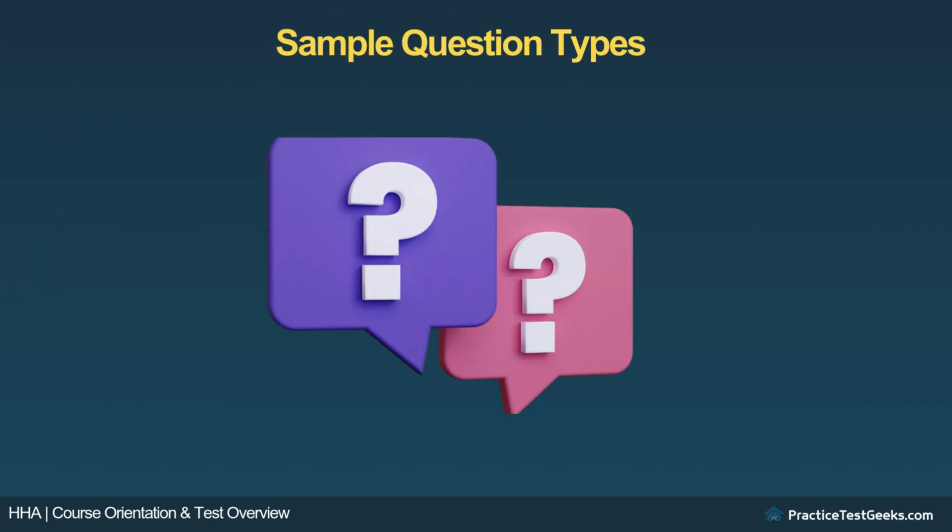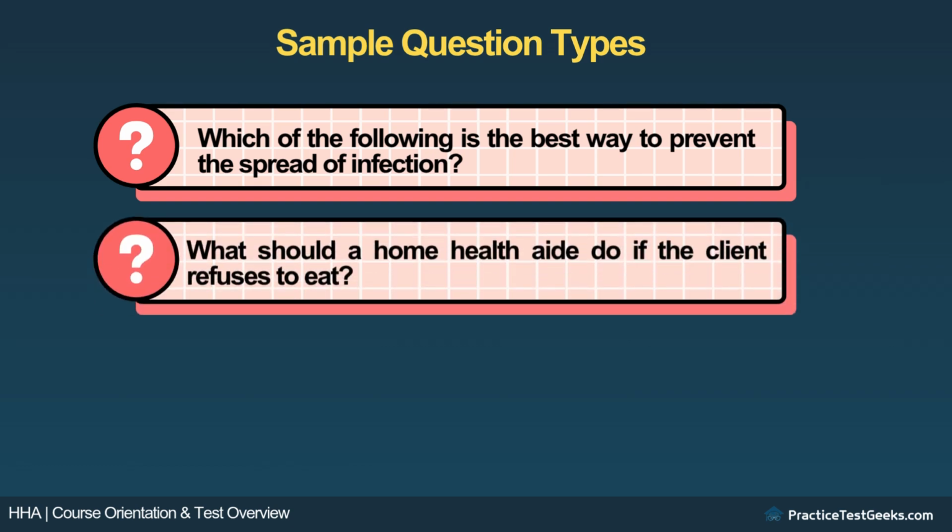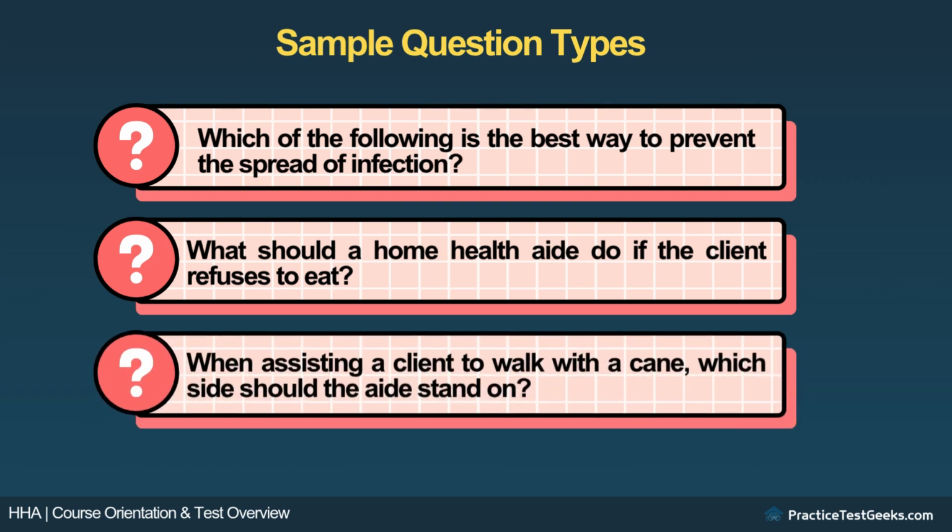Here are a few examples of the types of questions you might see on the written portion of the HHA exam. Which of the following is the best way to prevent the spread of infection? This question tests your understanding of proper hygiene and infection control procedures. What should a home health aide do if the client refuses to eat? This assesses how you respond to common caregiving challenges while respecting client rights. When assisting a client to walk with a cane, which side should the aide stand on? This focuses on safe mobility practices and correct support techniques.